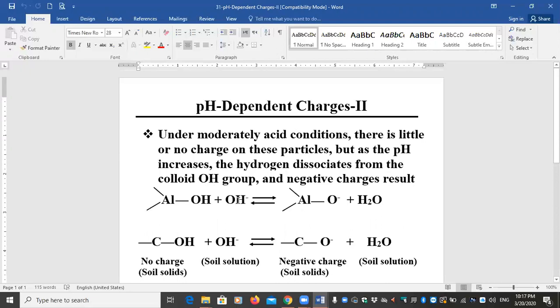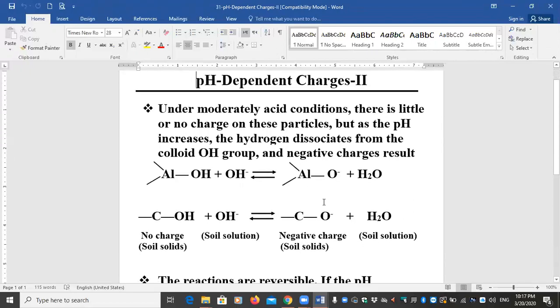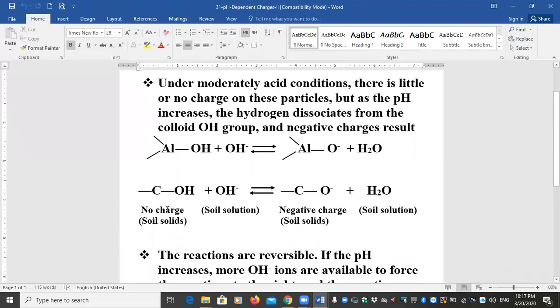We have higher pH, higher hydroxide ions. So this hydroxide ion will react with this hydrogen to form water, and this hydrogen left this OH group, leaving behind a negative charge. The same with the organic, except it's attached to carbon, but the same thing happens. OH reacts with this hydrogen to form water, then we have a negative charge formed.